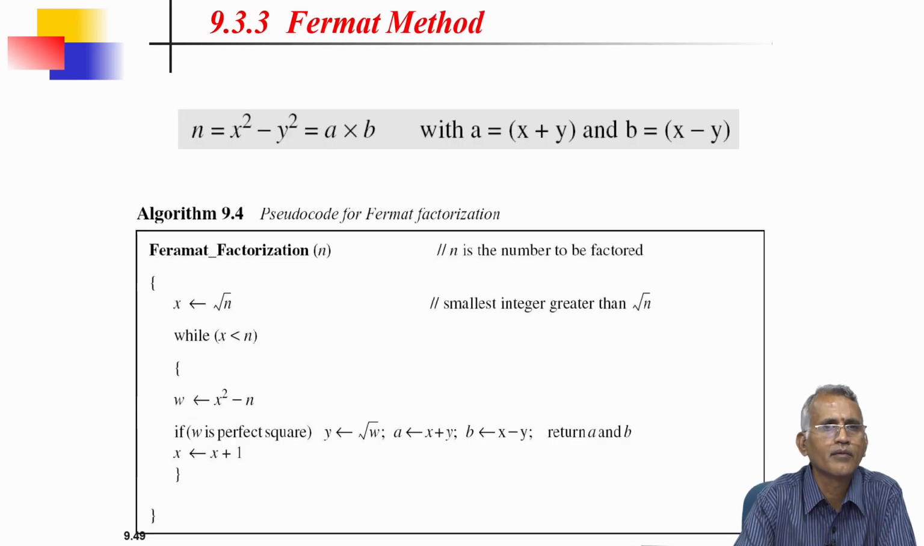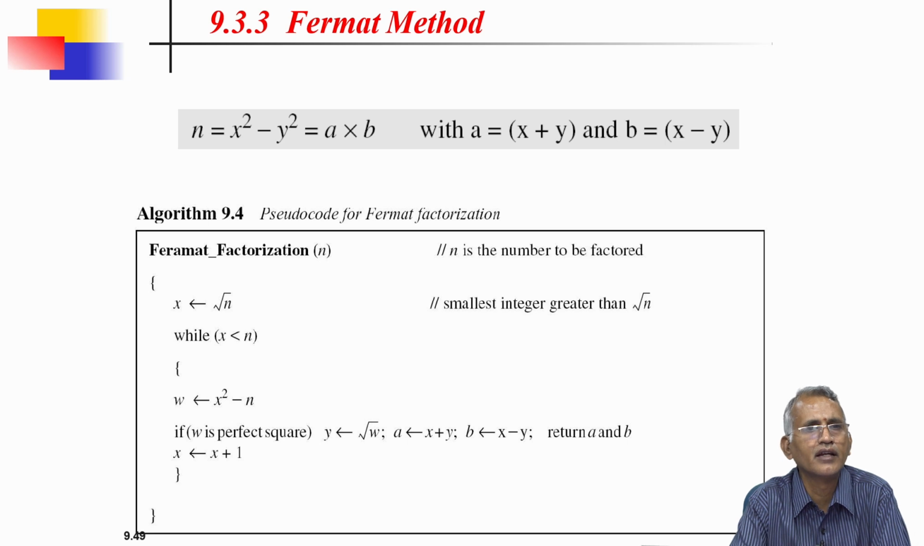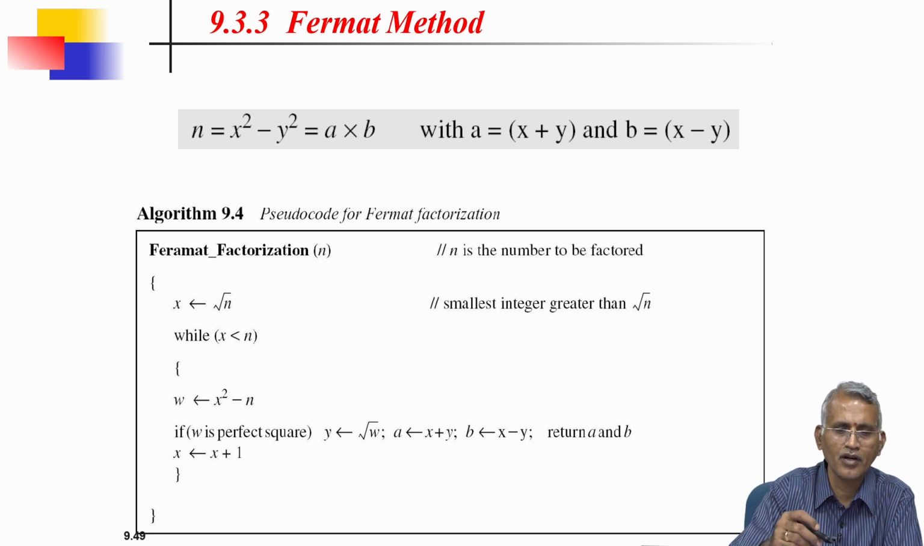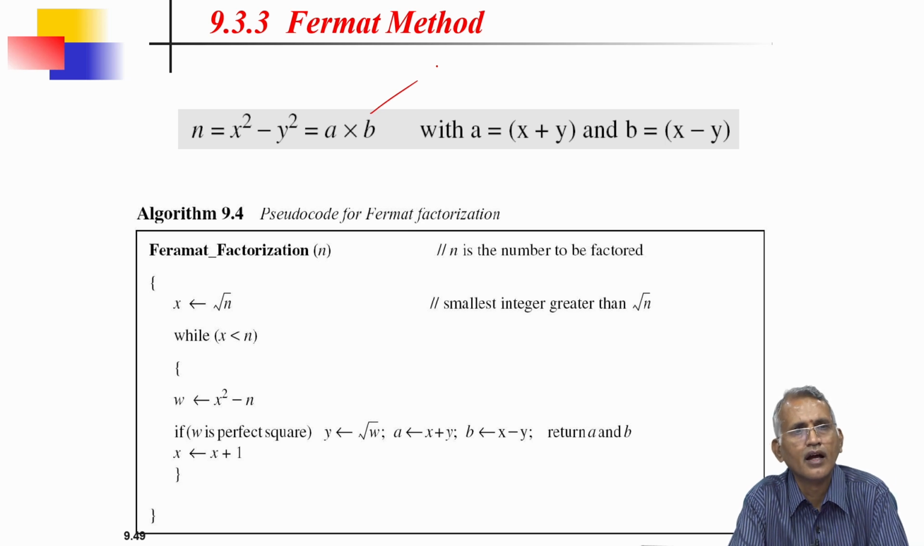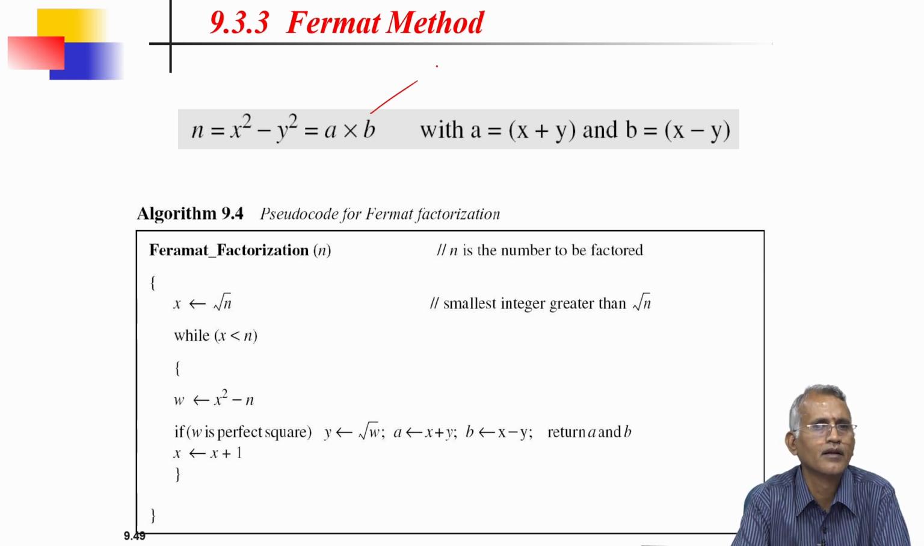Now, we have the Fermat method of finding the equation n equals x square minus y square. This is the difference of two squares equal to n. So, n can be expressed as the product of two numbers a and b, where a is equal to x plus y and b equal to x minus y, and the product then gives x square minus y square.